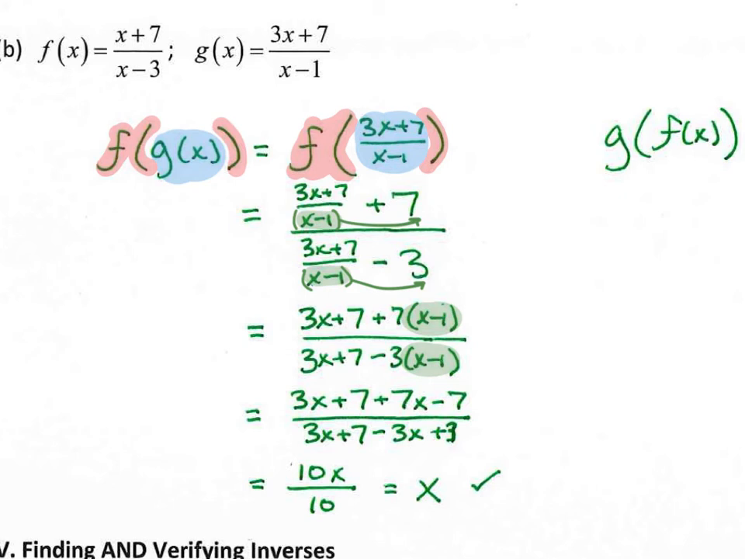Okay, from the second step to the third step. So from here to here, what did I do? I distribute. We know how to do that. So we would distribute the 7 and distribute the -3. Make sure you distribute -3. And then I'm left with that third line.